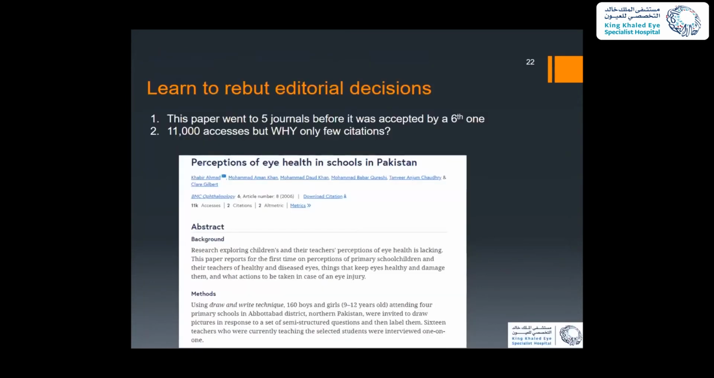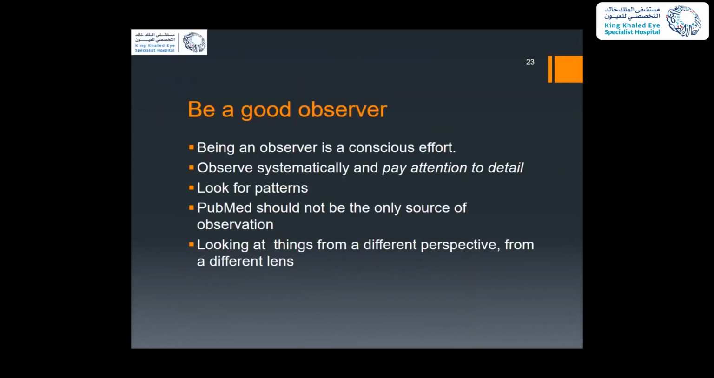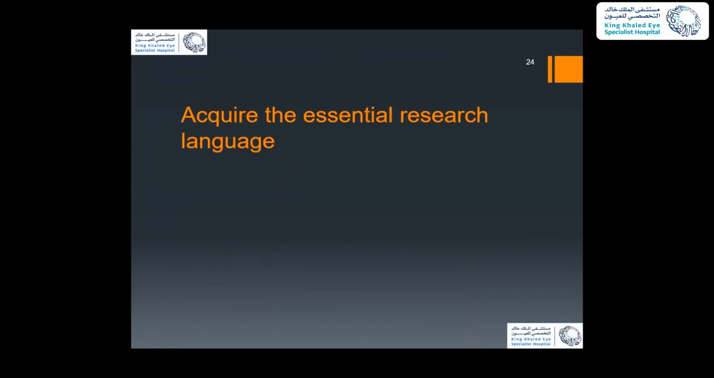Learn to rebut editorial decisions. Not all editorial decisions are correct. Some are wrong. So you should be able to write to the journal the reasons why this article should have been accepted. Be a good observer. Pay attention to details, small things. Acquire the essential research language. Everyone needs this. For example, someone who works in basic sciences, lab, or ophthalmic lab research needs to acquire all this language.